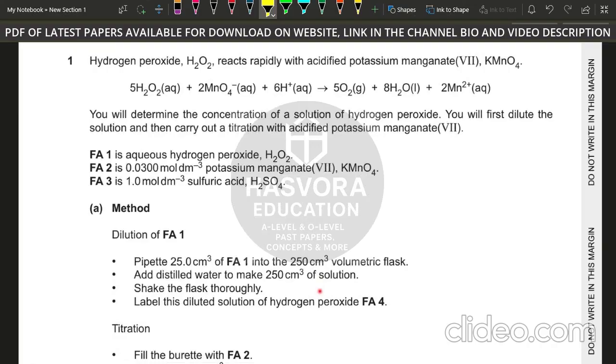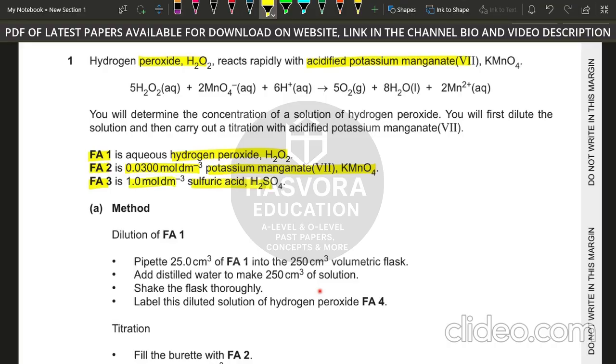Hydrogen peroxide reacts rapidly with acidified potassium permanganate. So we are reacting the hydrogen peroxide with potassium permanganate. They have given you this formula, and you are going to be using these ratios in your paper. Fa1 is the aqueous hydrogen peroxide. Then Fa2 is your 0.03 mole per dm cube potassium permanganate. They have given you the concentration. And Fa3 is 1 mole per dm cube sulfuric acid.